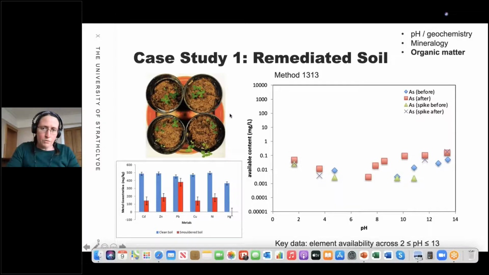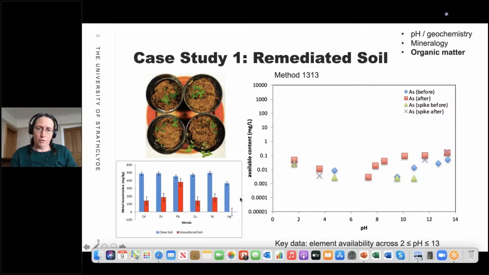Okay, the remediated soil, we were looking at what happens to the potentially toxic elements within that soil before and after remediation, so with an organic contaminant in, and also if we spike a number of elements in before we remediate it. So the elements that we added, cadmium, zinc, lead, copper, nickel, and mercury, we were then able to track through that and see what happens with it.